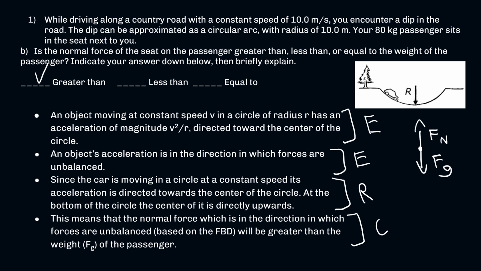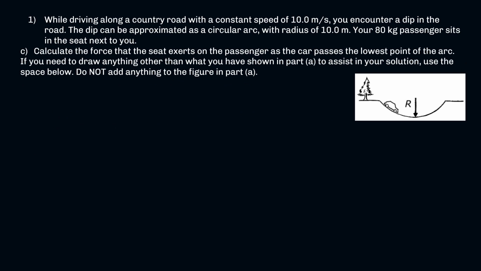So let's move into part C. Alright, so for part C, calculate the force that the seat exerts on the passenger as the car passes the lowest point of the arc. If you need to draw anything other than what you've shown in part A to assist you in your solution, use the space below. Do not add anything to the figure in part A.